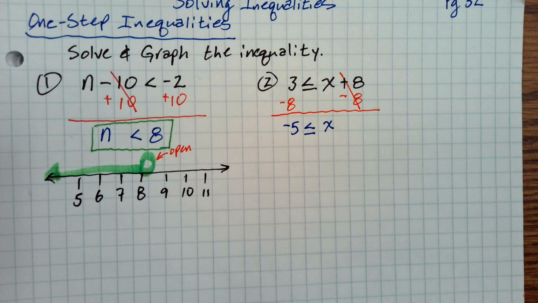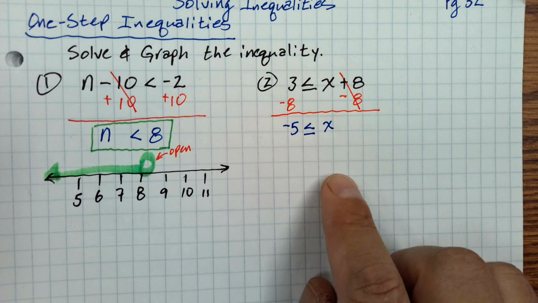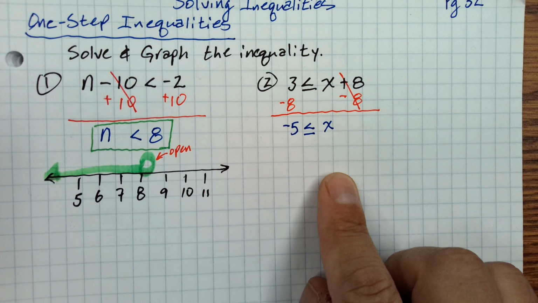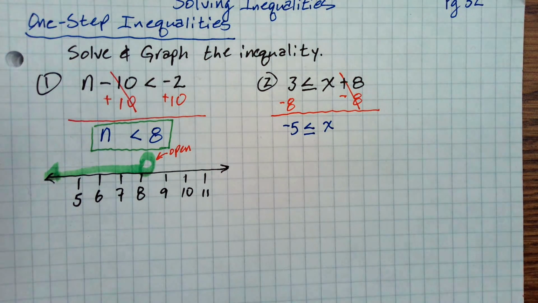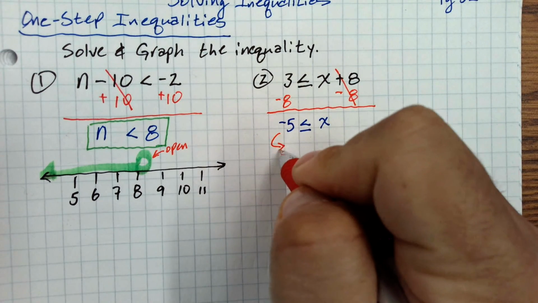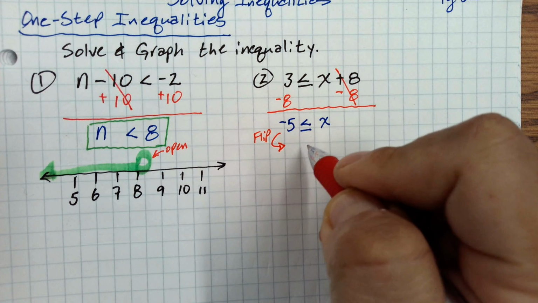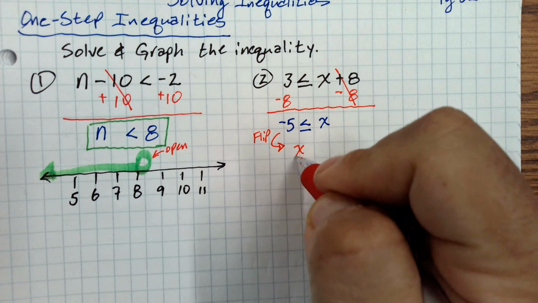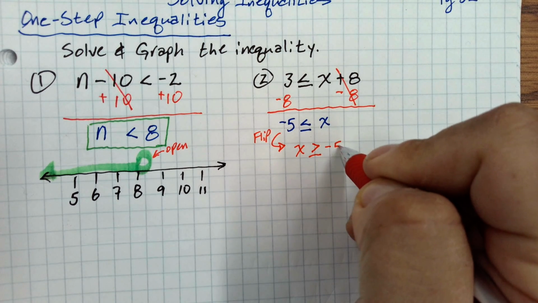But remember, we want to also graph this. And in order to graph it, I'd rather not have the variable on the right side. How can we fix that? Flip it. Let's flip this inequality. So -5 is less than or equal to x is the same as, after I flip it, what would it be? X is greater than or equal to -5.